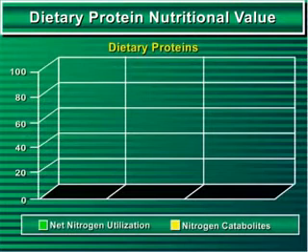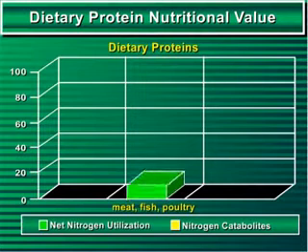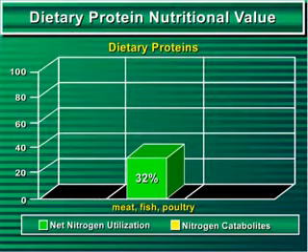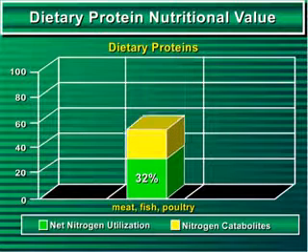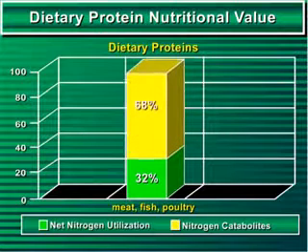To illustrate, the most nutritious dietary proteins such as meat, fish, or poultry provide an average of 32% NNU. This means that only 32% of their constituent amino acids act as precursors of body protein synthesis to become body's constituent proteins. Meanwhile, the remaining 68% are catabolized, thus releasing nitrogen catabolites and energy.